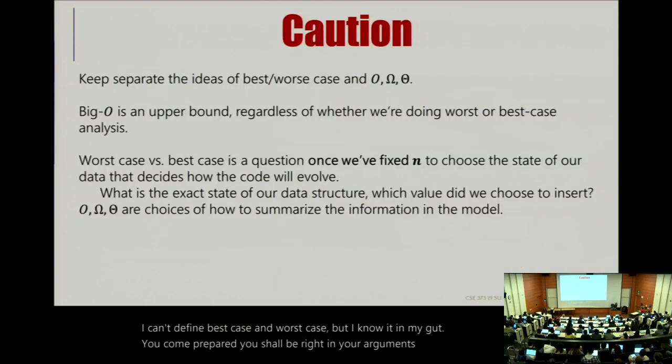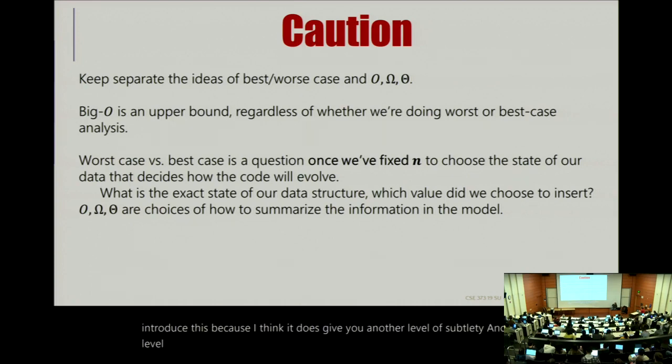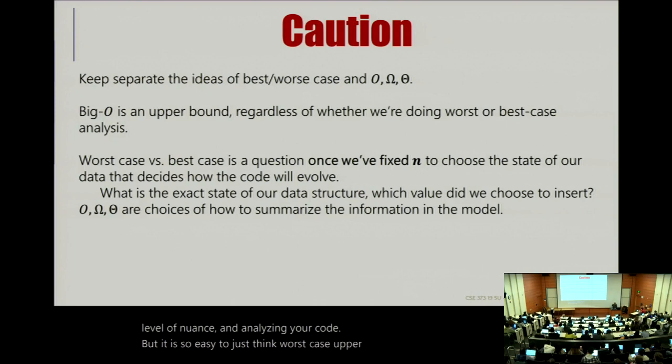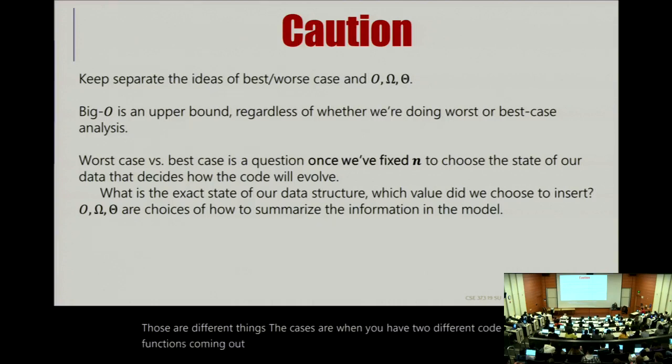Okay, caution. I do introduce this because I think it gives you another level of subtlety, another level of nuance in analyzing your code. But it is so easy to just think worst case, upper bound; best case, lower bound. Those are different things. The cases are when you have two different code functions coming out of the same bit of code. Any code model can have its own big O, omega, and theta.